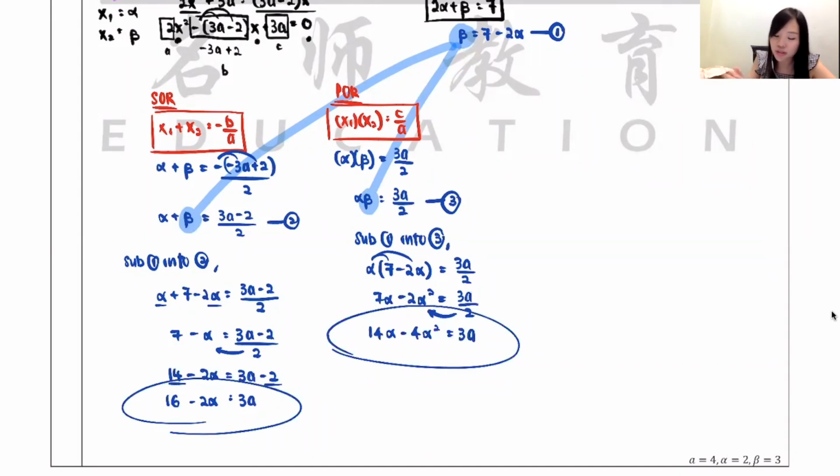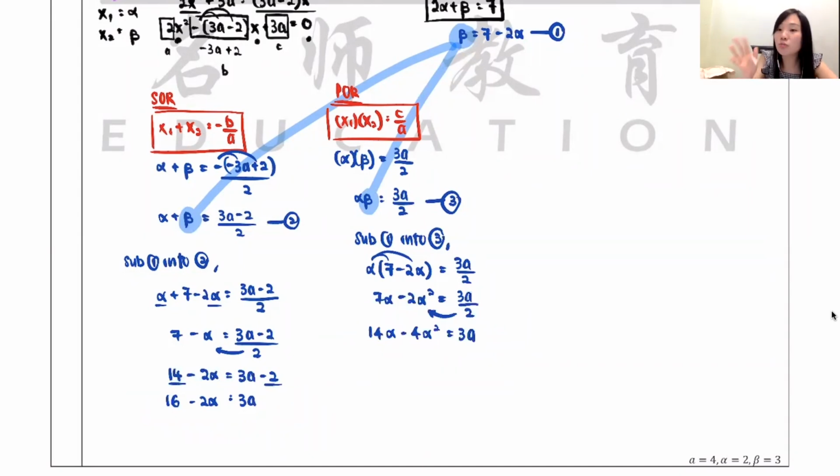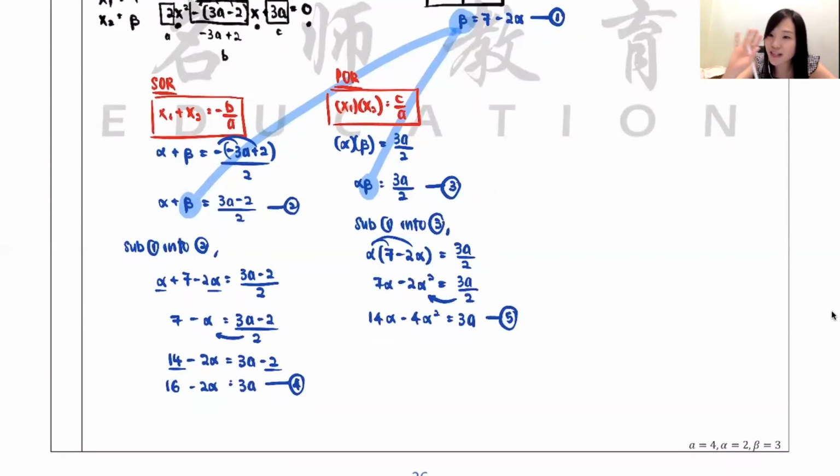How do I continue? A lot of students will tell me to continue moving. I realize there's no need to move. You know why no need to move? If I call this equation 4, and this equation 5, I feel like I can sub 4 into 5. Why can I? Because I don't need to find a single unknown, because I realize this is 3a, and this is also 3a. Isn't it, this 3a, I can straight away sub inside. Very good, Charlies. So isn't it I can sub 4 into 5?